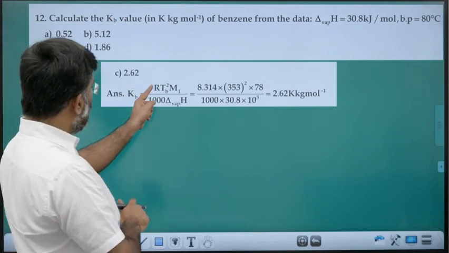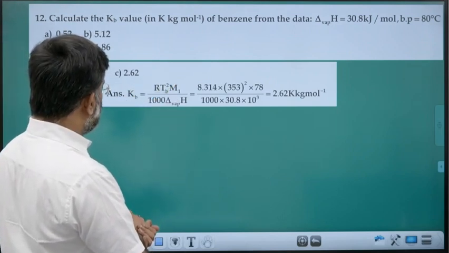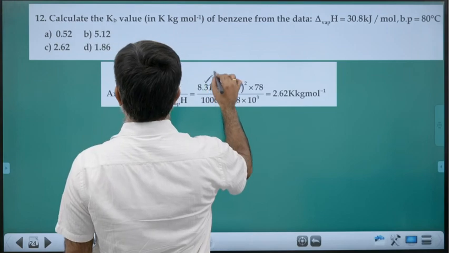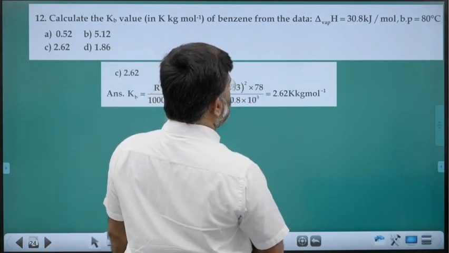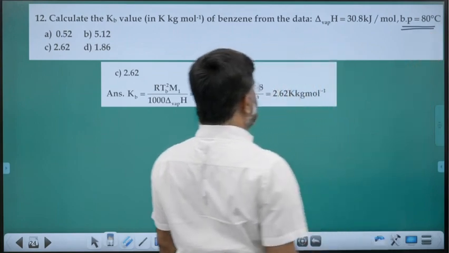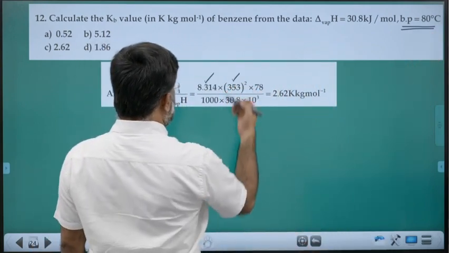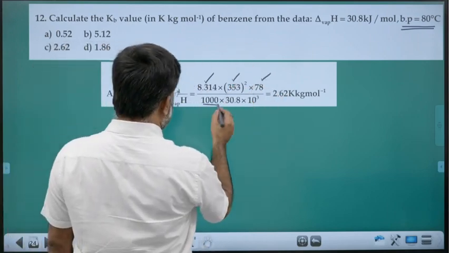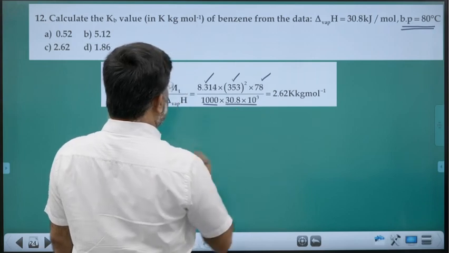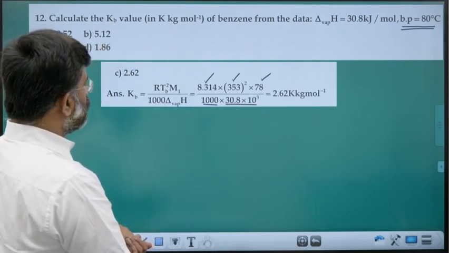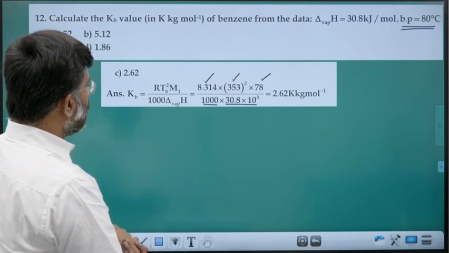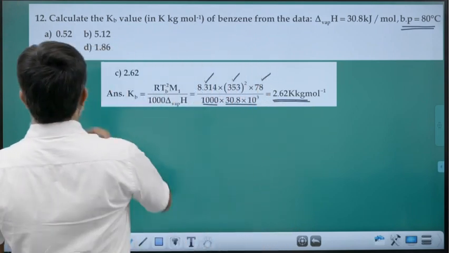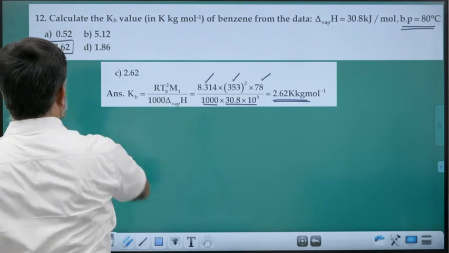Kb is equal to R Tb square M by 1000 delta H vaporization. R value is known. Tb is given, the boiling point is given as 80 degrees Celsius, that is 353 Kelvin, squared, into molar mass of benzene 78, divided by 1000 into delta H vaporization, 30.8 kilojoule, that is 30.8 into 10 power 3 joule. And you get the Kb value 2.62. Option C is the correct answer, 2.62.